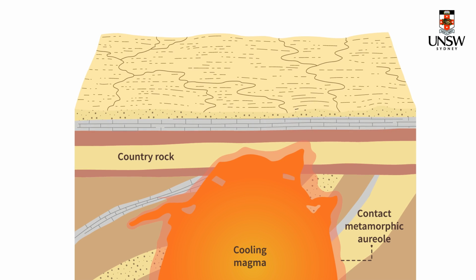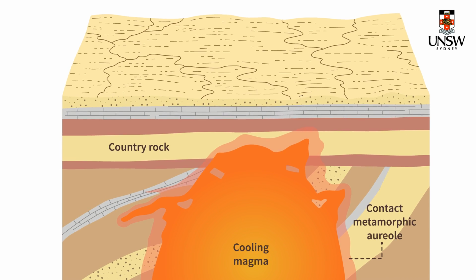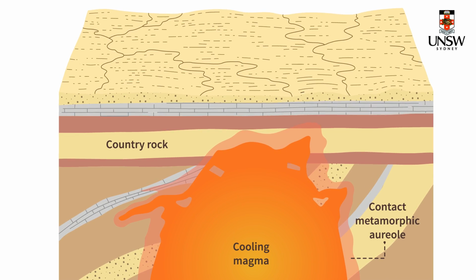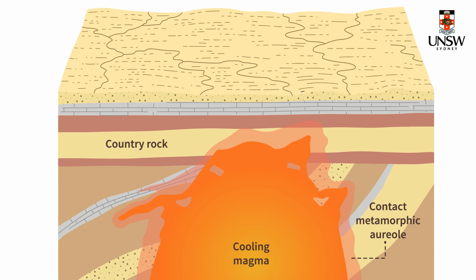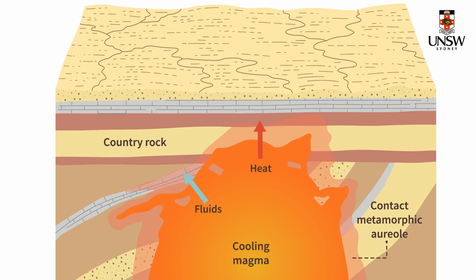Contact metamorphism can occur where magma intrudes into the crust. The adjacent pre-existing rocks are metamorphosed due to the high temperatures of the magma. Sometimes gases and infrequently pressure can also play a part in the metamorphism. The zone of altered rock around the intrusion is called the metamorphic aureole.